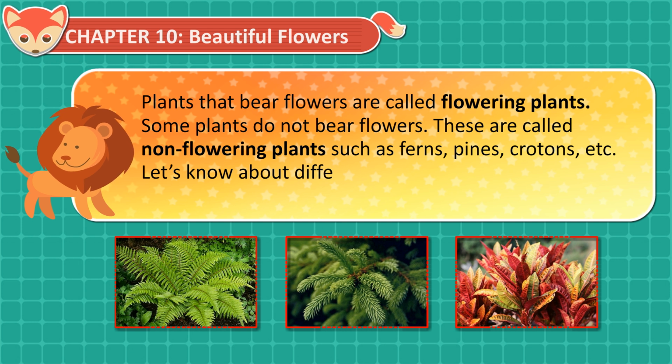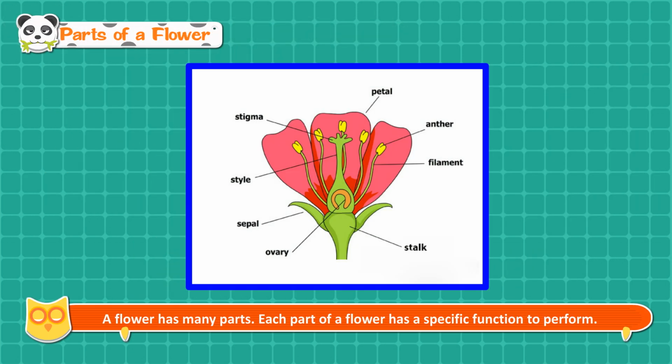Let's know about different parts of a flower. Parts of a flower. A flower has many parts. Each part of a flower has a specific function to perform. Sepals. They are usually green in color. They protect the flower when it is in the bud stage.